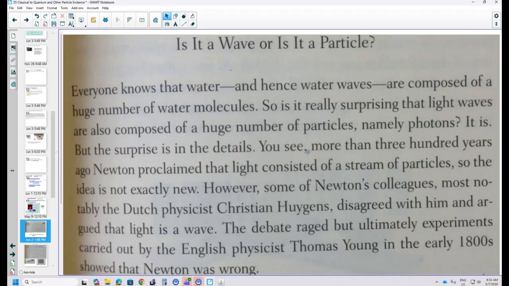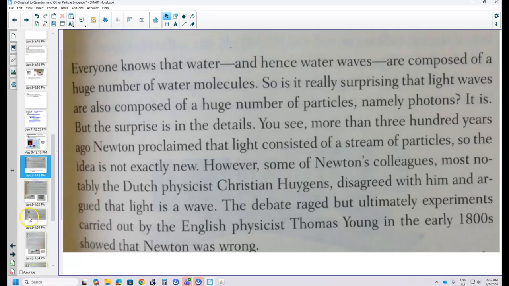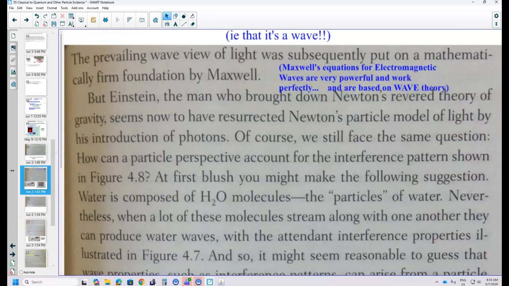More than 300 years ago, Newton proclaimed that light consisted of a stream of particles, so the idea is not exactly new. However, some of Newton's colleagues, most notably Dutch physicist Christian Huygens, you remember the Huygens wavelets, disagreed with him and argued that light was a wave. And so the debate, as we've gone through, raged on, and ultimately experiments carried out by English physicist Thomas Young in the early 1800s showed that Newton was wrong. Young's double-slit experiment, wave properties, and so on. However, the prevailing view of light was subsequently put on mathematically firm foundation by Maxwell. So, Maxwell's wave equations.